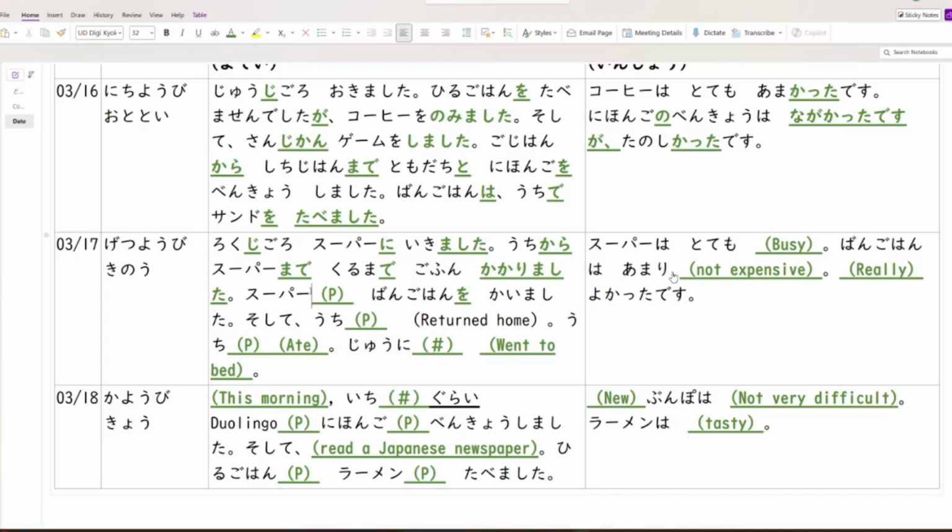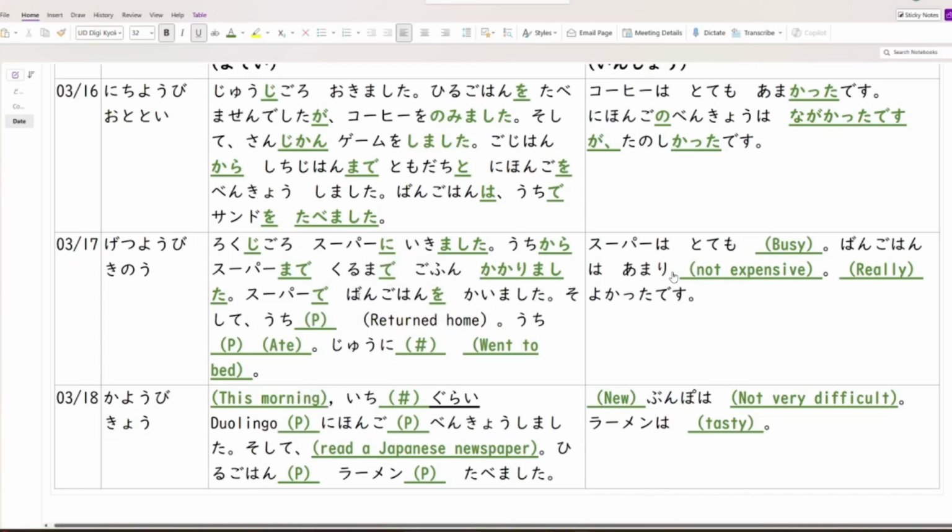We're saying at, right? Yep. Was that de? This is de. Super de ban gohan o kaimashita. Yep. I bought dinner at the supermarket because I had Panda Express. Okay. Oh, I know where you went, the bougie one. I see. Okay.